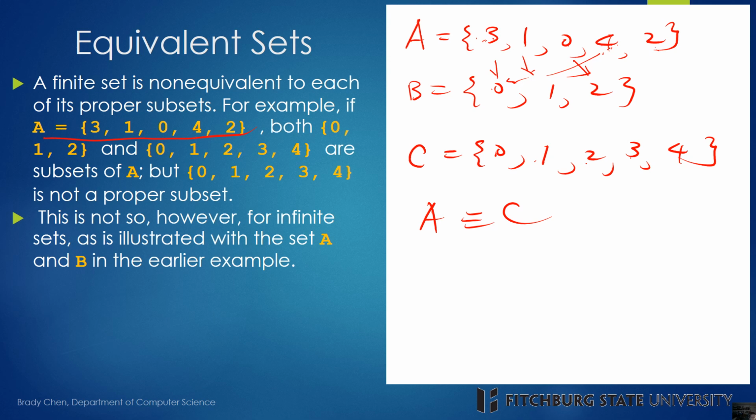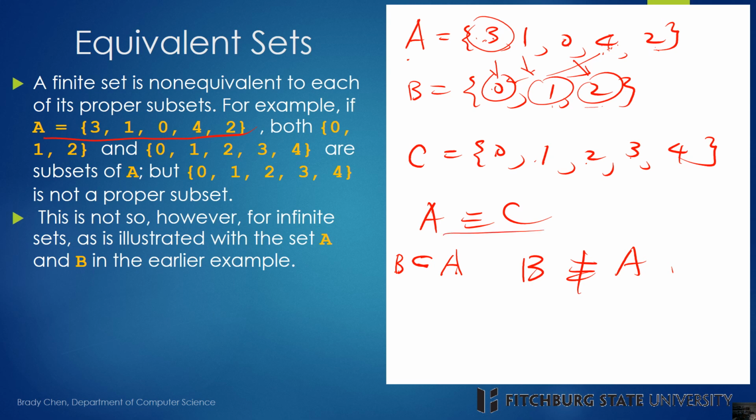Now clearly, B is a proper subset of A, right? B is a subset of A because all the elements in B are also contained in A. And also there's some element in A which is not in B, like 3. So B is a proper subset of A. But B is not equivalent to A. Now you can see that the cardinality of A is 5, but the cardinality of B is 3. So A and C can build a map.